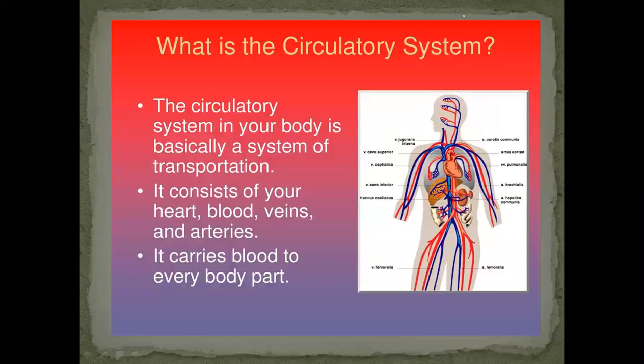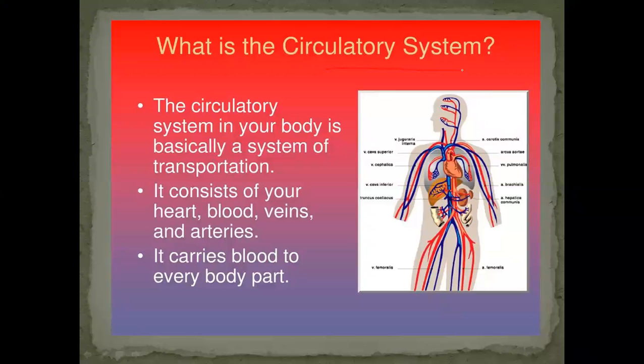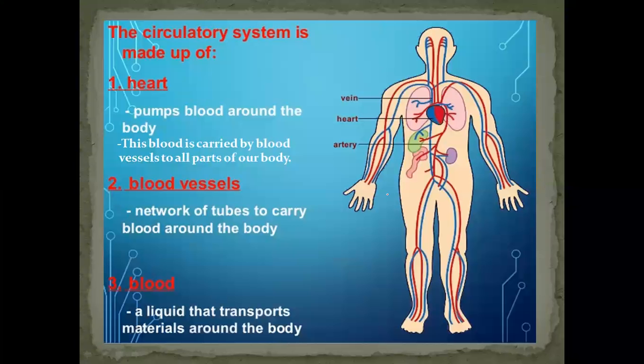Now coming to the circulatory system. The circulatory system is an organ system that helps to transport substances inside our body. This system consists of the heart, blood, and blood vessels. The heart is a muscular organ that pumps blood to all parts of the body. So from the heart, the blood is pumped to all parts of the body.